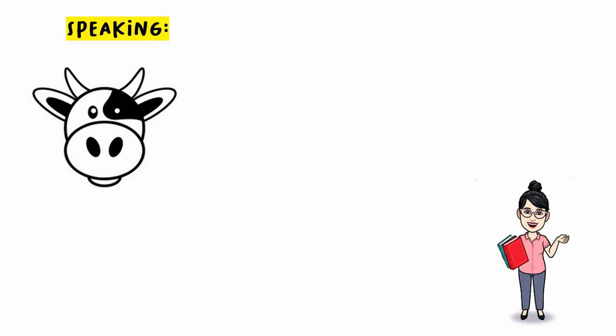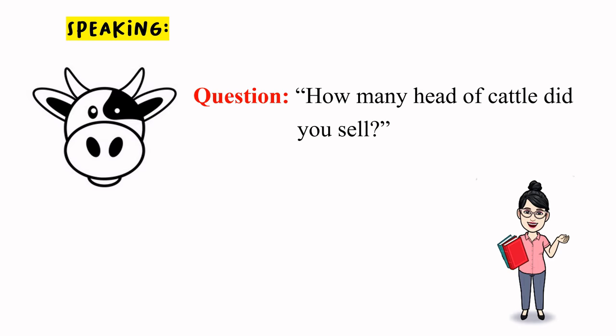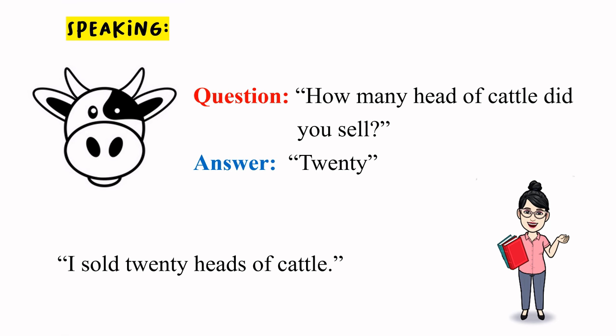Now, in speaking, we have here an example. Question: how many head of cattle did you sell? Answer: 20. In this example, hindi mo na kailangang kumpletuhin ang sagot kagaya halimbawa ng ganito. I sold 20 heads of cattle. Tinanggal na ang iba pang mga salita dahil alam naman natin ang kahulugan ng sagot na 20. At ito nga ay tumutukoy sa bilang ng cattle's head na binanggit. Hindi na rin tayo aware sa tatlong tuldok dahil ito nga ay ginamit ng pasalita.